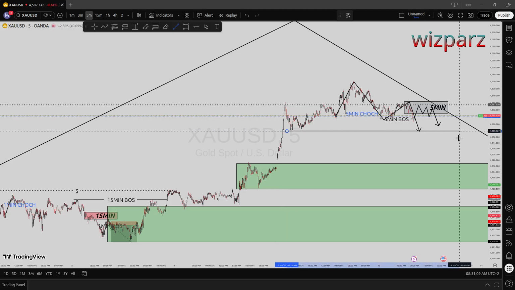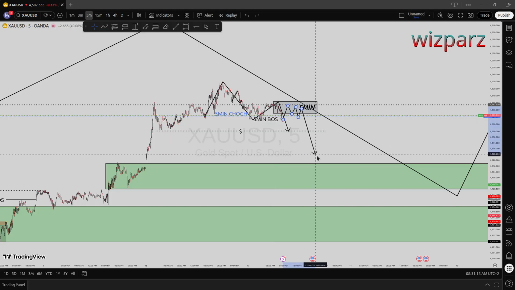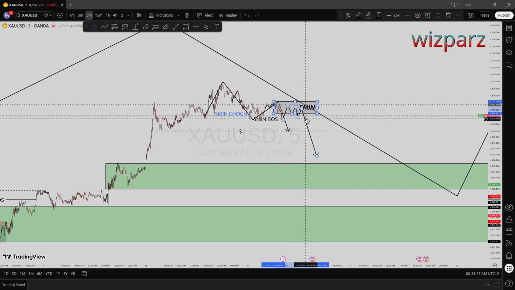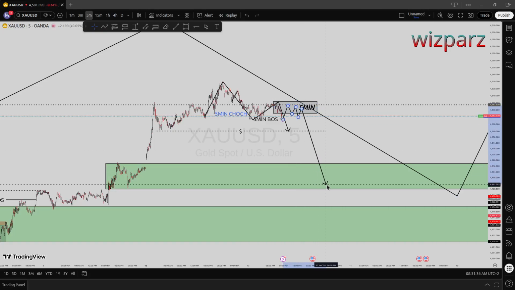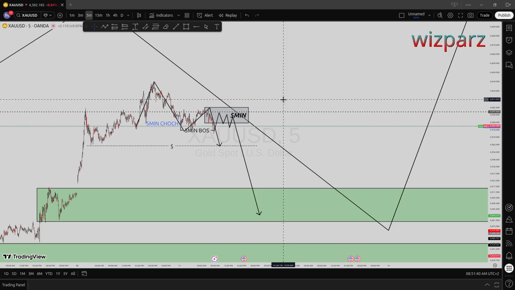Okay, this is the main thing I am looking for on gold. If the price makes a pullback to this 5-minute zone, I'm going to look for a market shift on 1 minute, then place a short order targeting this major 4-hour demand zone, or even this liquidity.